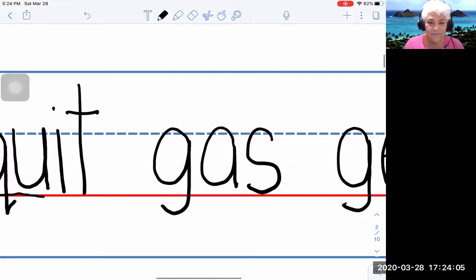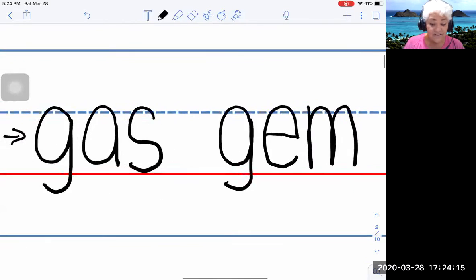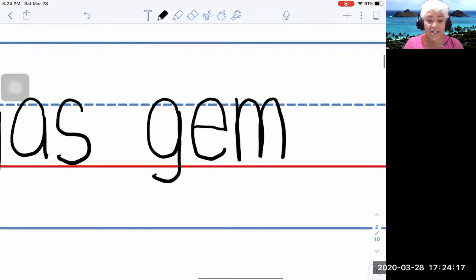And this one that says G, what do I run into? I run into a circle. Make your mouth into an open part. G. Or even if it says J, as in gem, my mouth is a circle. J.